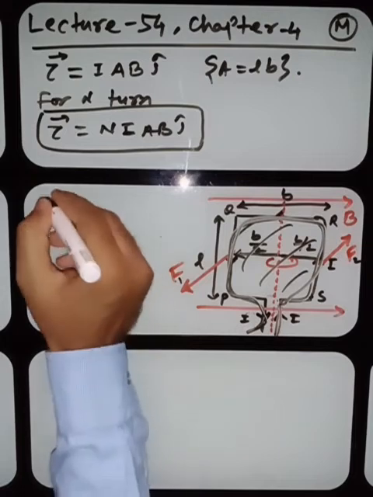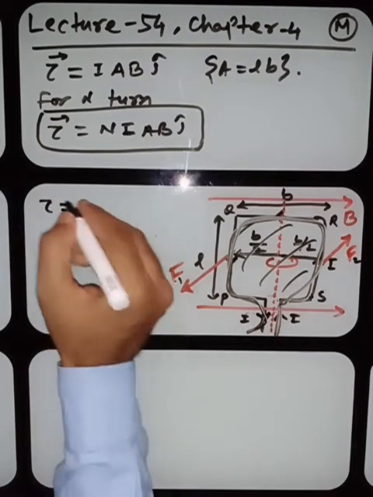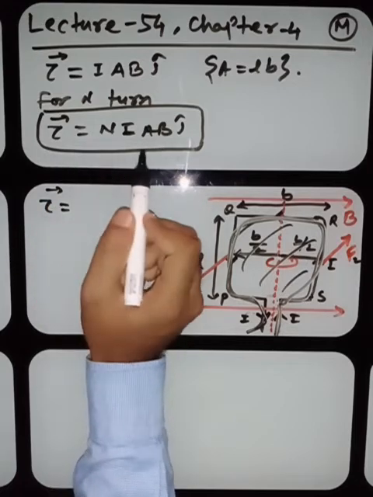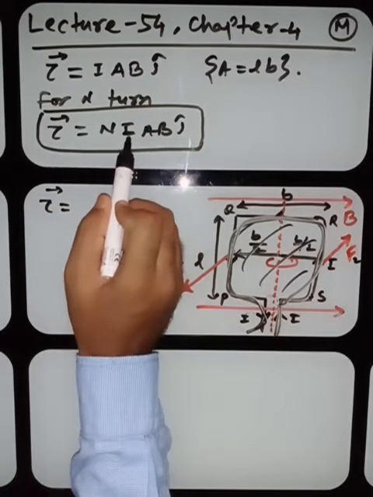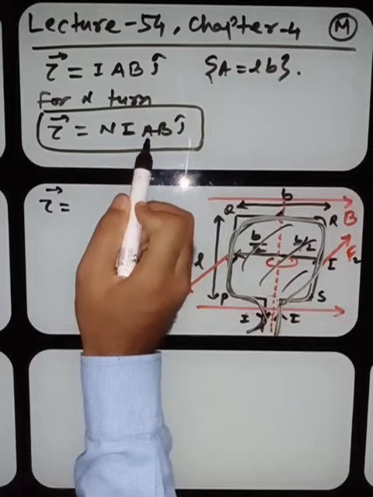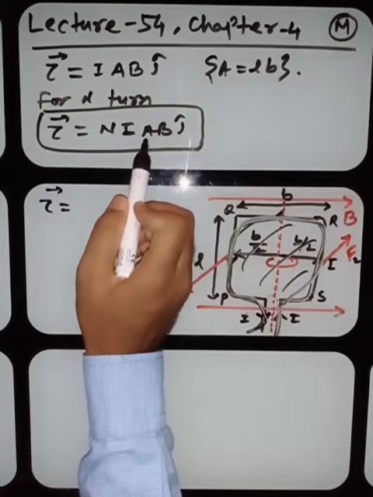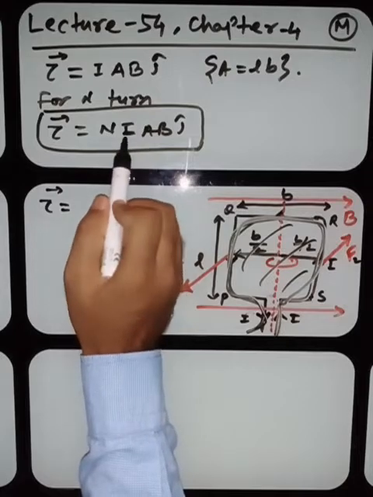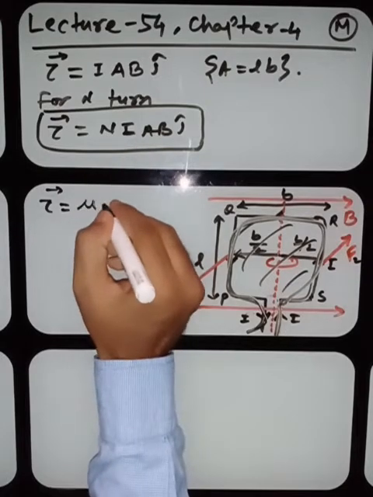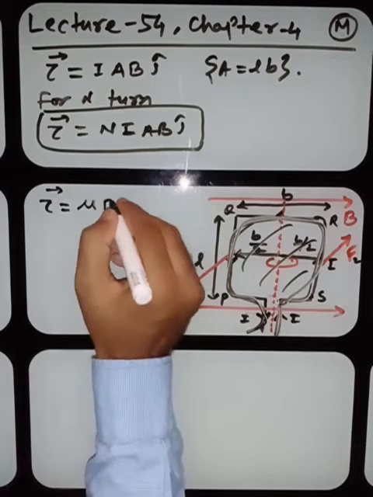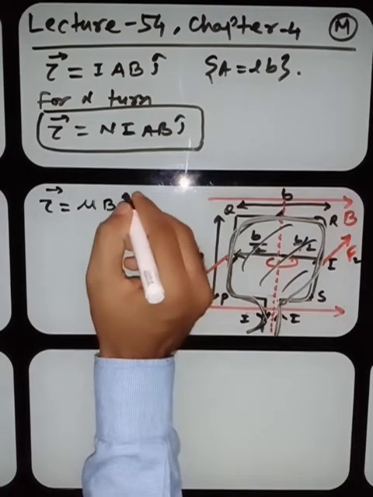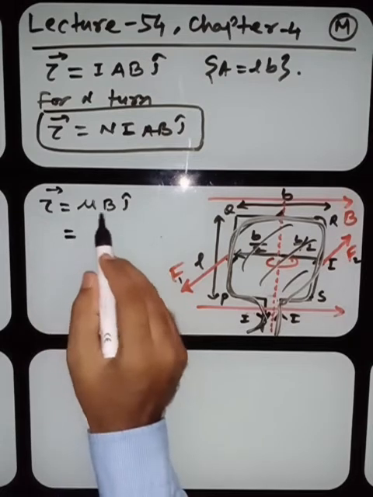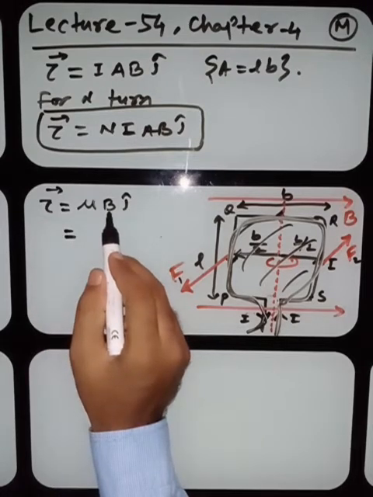Here in vector form, tau can be written as this. Actually, this is in vector form. We are going to change this form. IA, try to recall this. IA was considered as the magnetic dipole moment for any loop, a magnetic loop. This is called mu. Alright, and mu B and Z. You can write here mu B sine theta also.